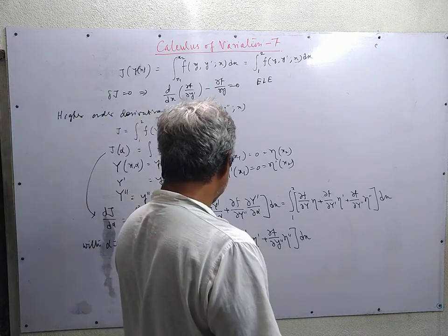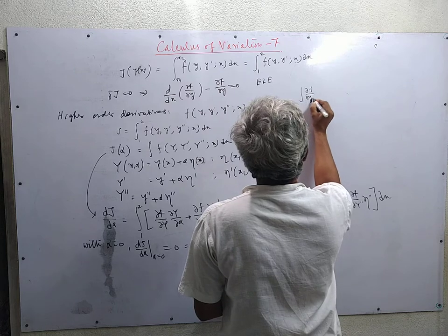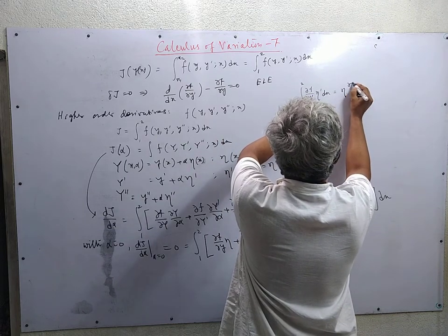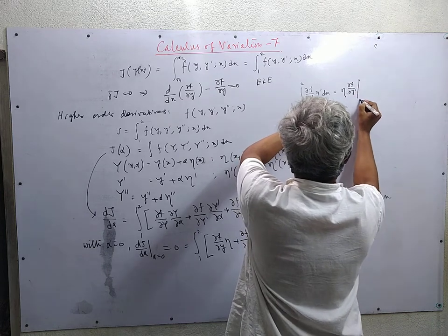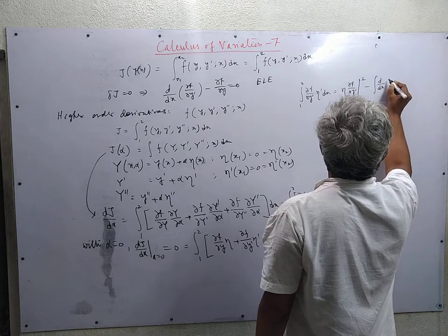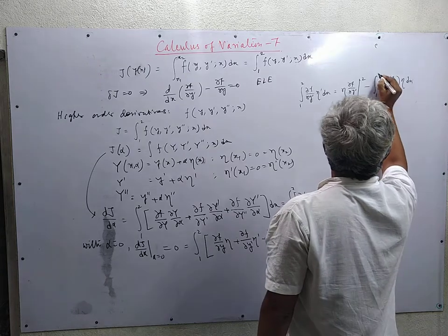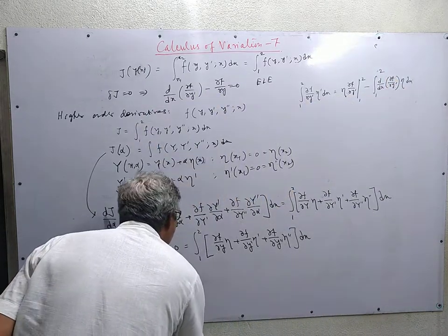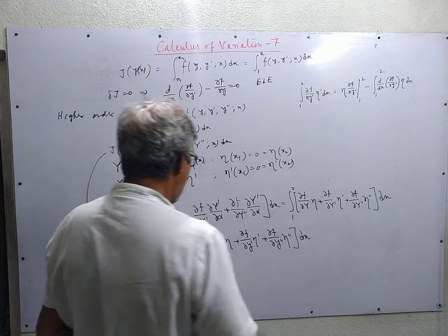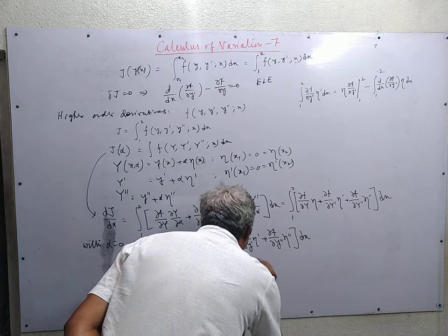Now we consider the integration of the second term. The integration of the second term is the integral of del f del y prime eta prime dx from 1 to 2. We consider eta as the integrated function, so eta del f del y prime within limits 1 to 2, which is 0 as per this condition, minus the integration of d dx of del f del y prime times eta dx from 1 to 2. So we get it as the integral from 1 to 2 of minus d dx of del f del y prime times eta.